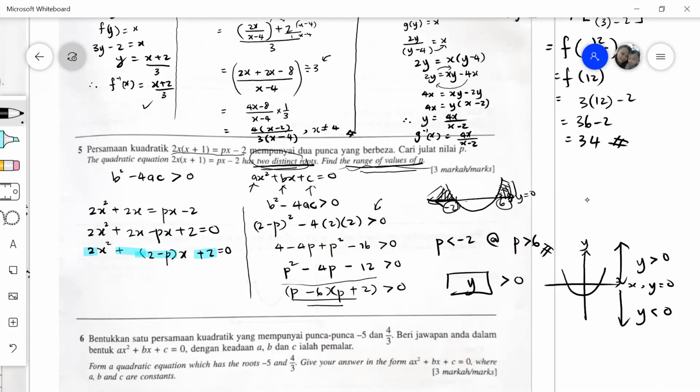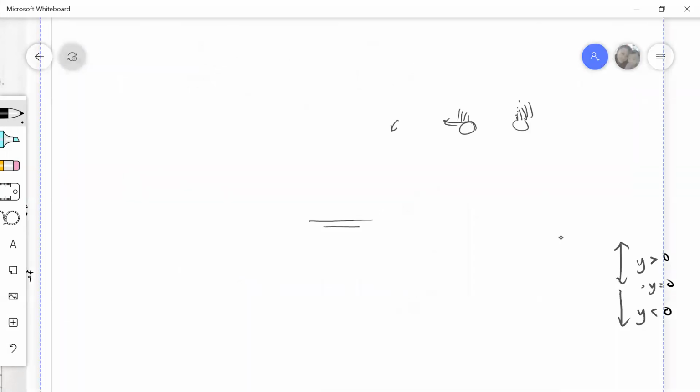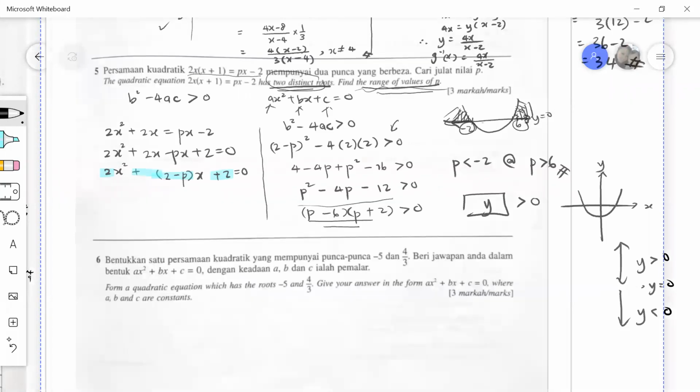This is called discriminant or determinant. Something along the line. Don't know which is which. Is it discriminant? I think it's discriminant. You discriminate what kind of roots this is.